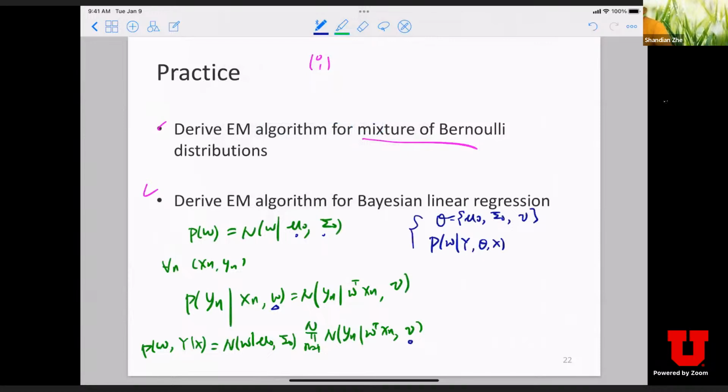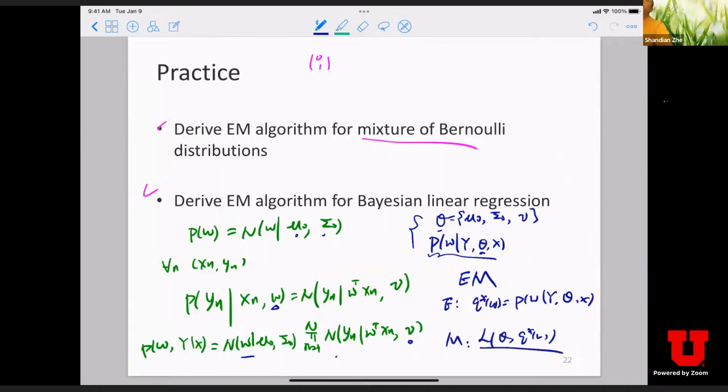And how do we jointly estimate this? We can use the EM algorithm, right? In each E step, given the current theta, you compute the posterior distribution of w. This is fairly easy because this is a Gaussian multiplied with a Gaussian. You do the normalization, and it is just another Gaussian. Then in the M step, you plug this q(w) into the lower bound, then you maximize this lower bound with respect to theta. Does it make sense? Any questions? Okay, great.